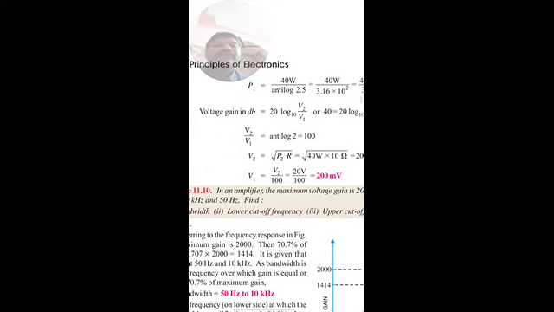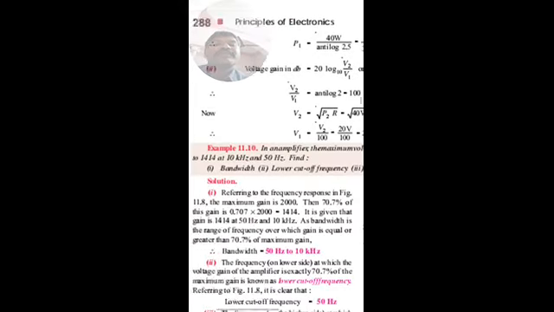V2 is 20 volts. So V2 divided by 100, that is 200 millivolts, is the input voltage required.